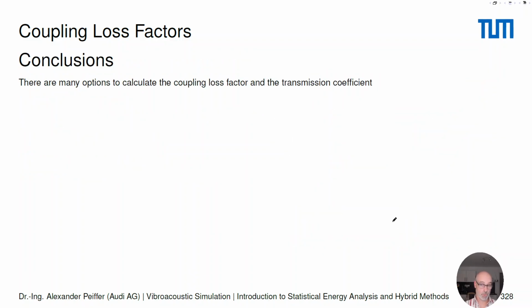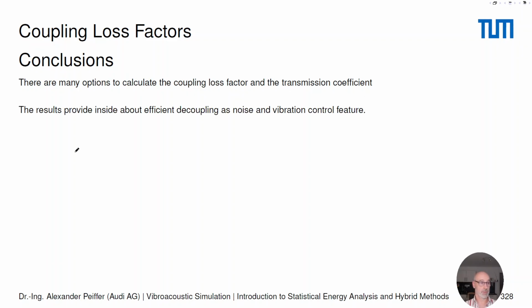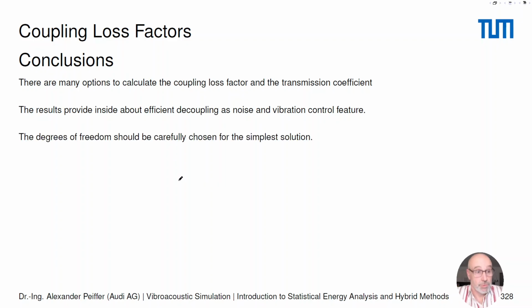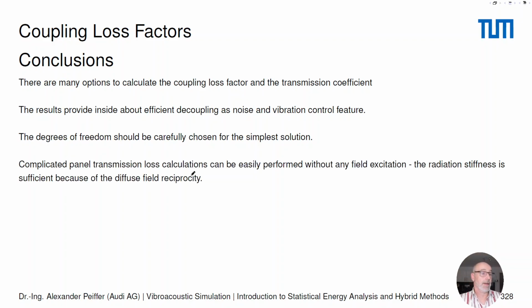Okay, so that's it. A lot of coupling loss factors, a lot of juggling with wave numbers, discrete and shape functions. It hopefully gave you quite an overview of how things are calculated. You have learned many options to calculate this coupling loss factor and the transmission coefficient. It gives you an insight into how to decouple or couple noise control features and how to work with them. The degrees of freedom should be carefully chosen for the simple solution, even if it is just the radiation efficiency. Complicated panel transmission loss calculations can be easily performed without any field excitation. I mean, this is really the thing.